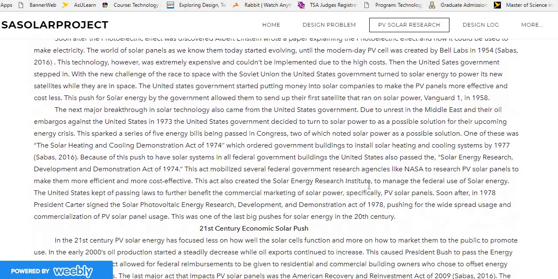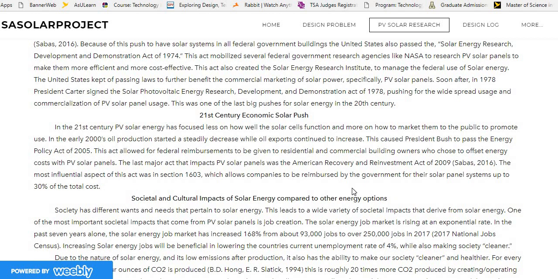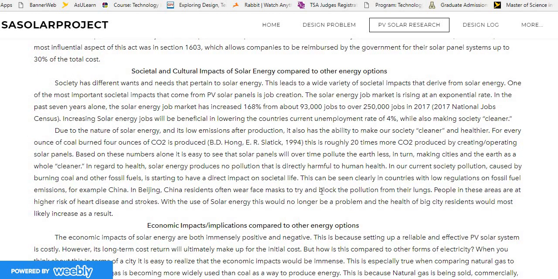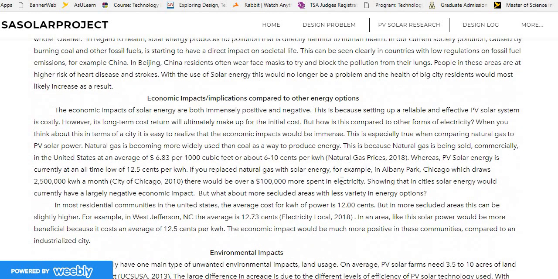There was some stuff I wasn't able to add due to space in the paper, but for the most part, this was a pretty comprehensive summary of it. After that, I decided to go into different aspects of impacts of solar energy, starting with societal and cultural impacts. And the way I did this was I decided to compare this to other energy options, specifically coal and natural gas. After this, I decided to go with economic impacts/implications compared to other energy options.